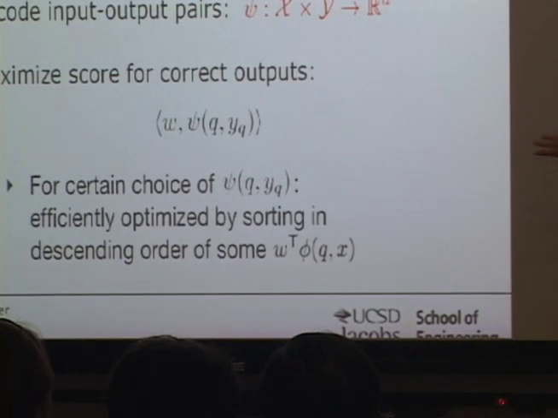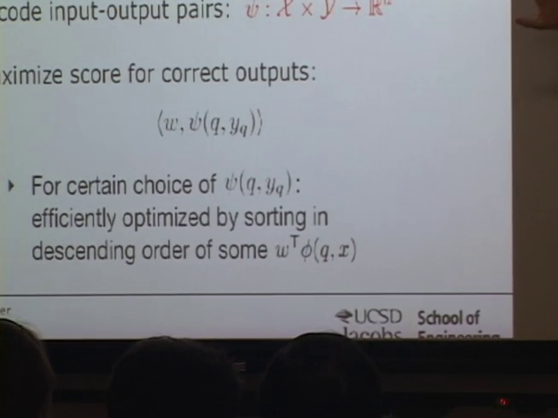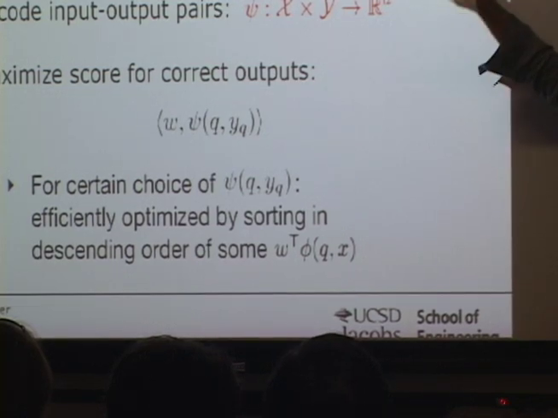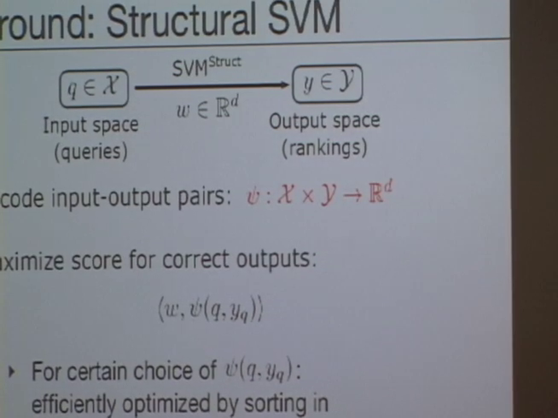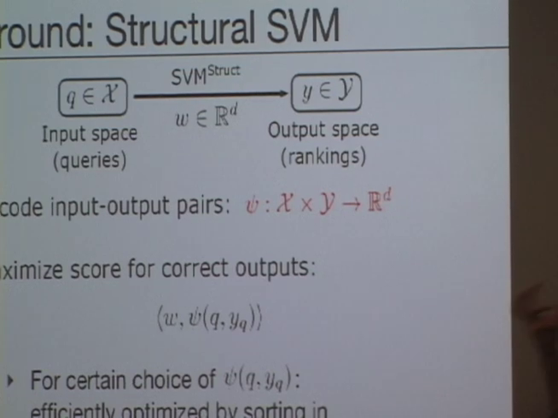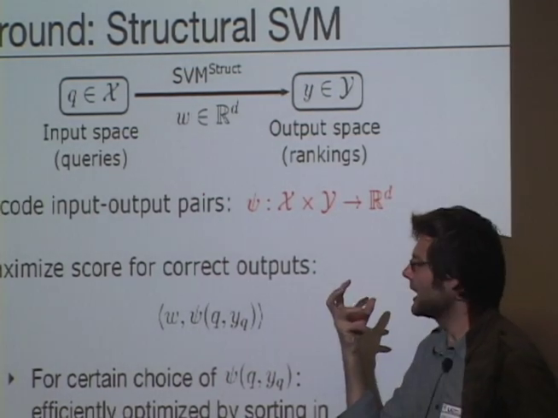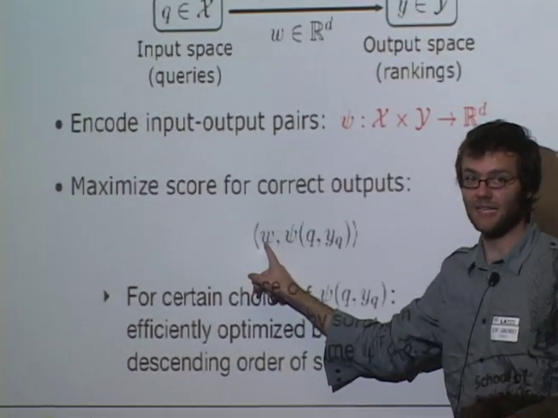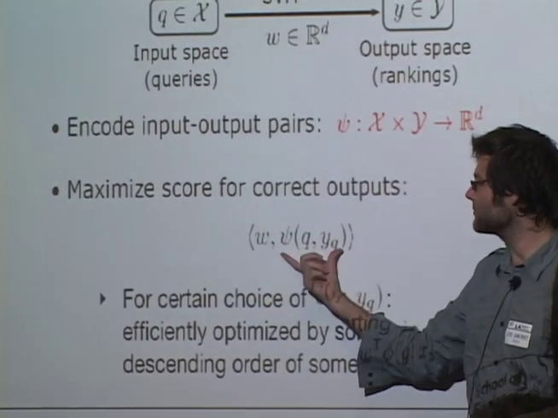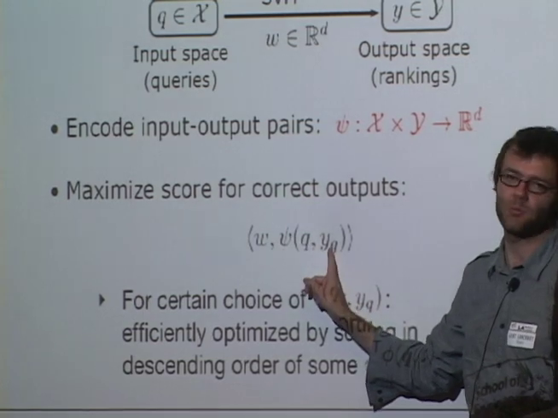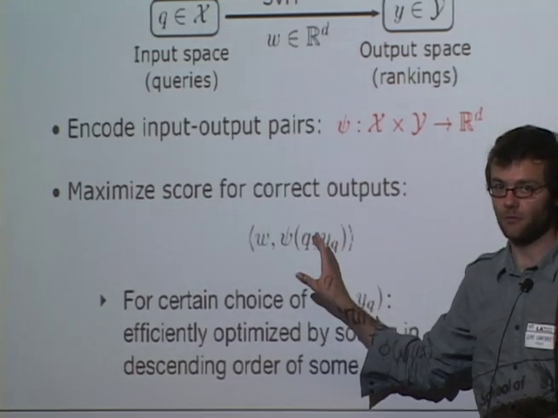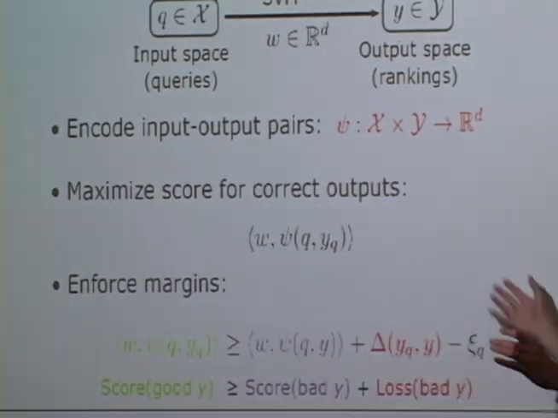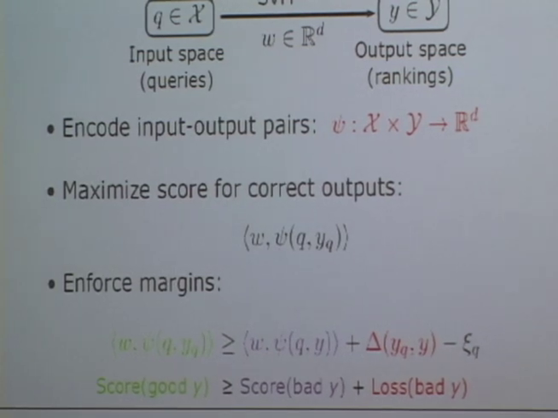Now, this is getting a little bit too technical. The high-level message here is that instead of using SVMs, we can use these structural SVMs that allow us to predict rankings. And what's core and central to this algorithm is this type of inner product between a vector W that is learned during the training process and some feature map between input queries and output rankings. That's the most important part of the message here. For the rest, everything looks identical to normal support vector machines.